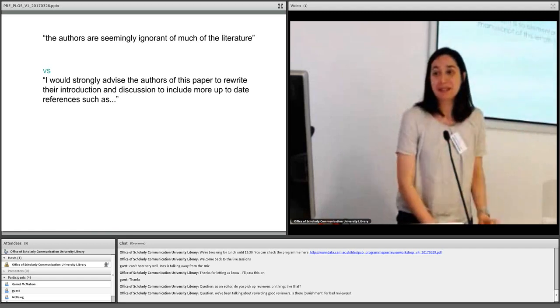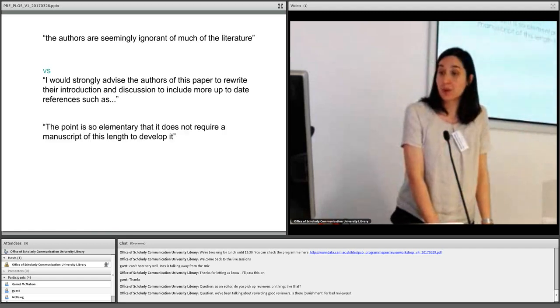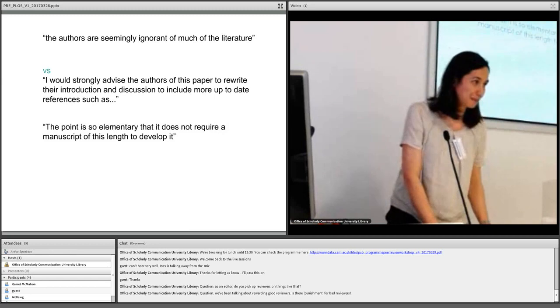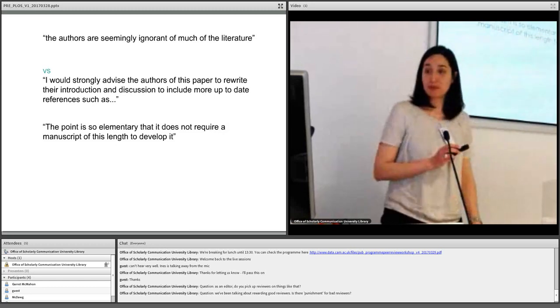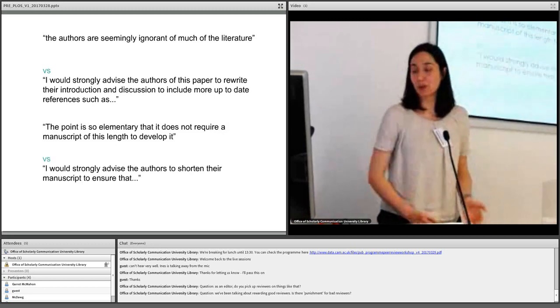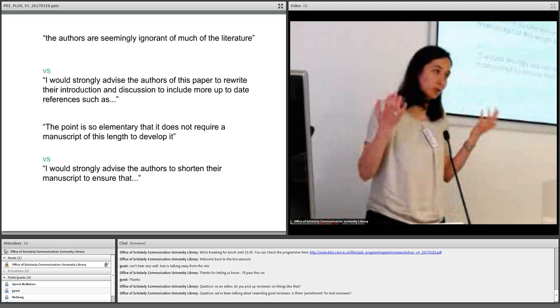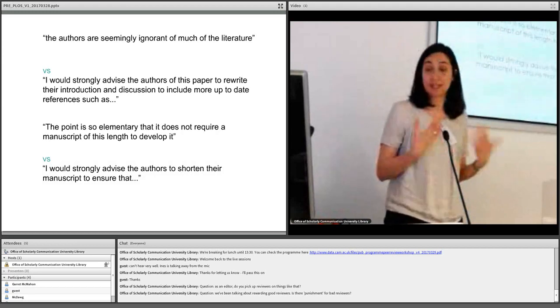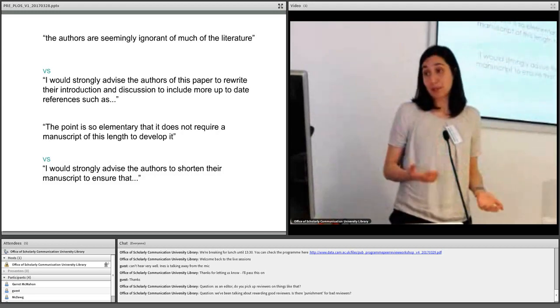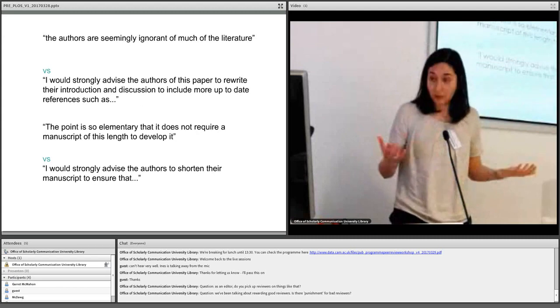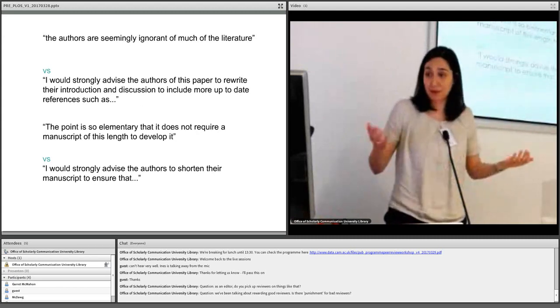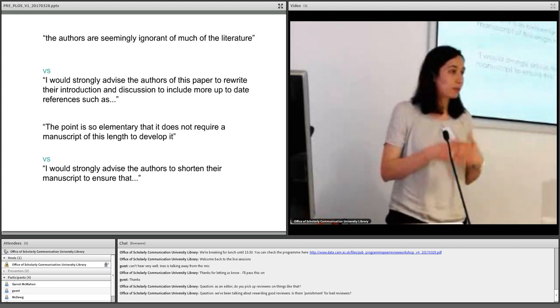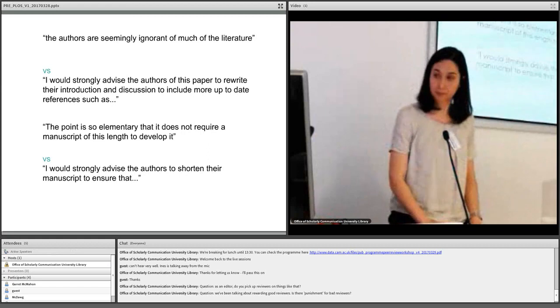peer review. The point is so elementary that it does not require a manuscript of this length to develop it, which could have been rephrased perhaps to, I will strongly advise the authors to shorten their manuscript to ensure that the point comes clearly across, or whatever. Basically, the reviewer thought that the manuscript was far too long, fair enough. Sometimes we get bored by reading the same things over and over, but it could have been put in a different way.